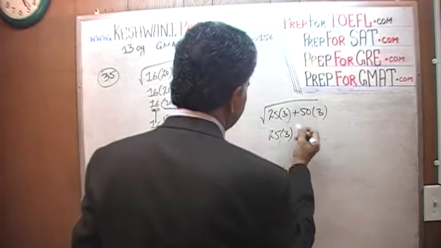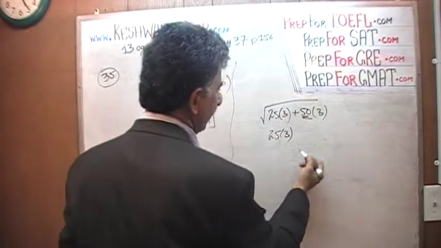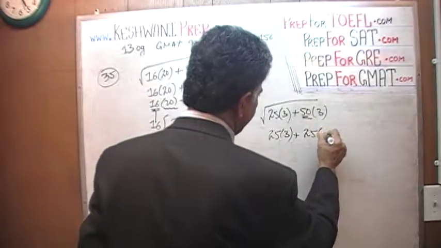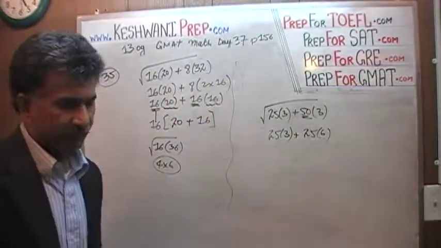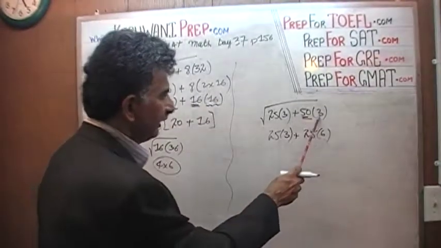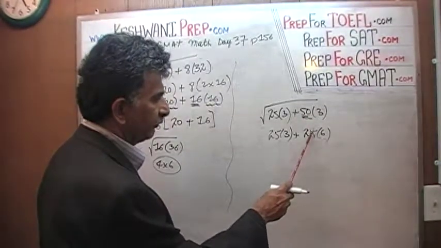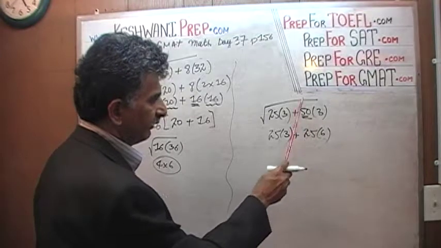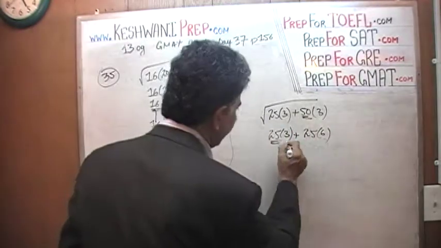25 times 3 plus 50 times 3. Somehow if you can make this into 25, that'll be wonderful. 50 times 3 is the same as 25 times 6. You take the 2 from the 50 and give it to this guy, it becomes 6, and this becomes 25. So now we have 25 common.